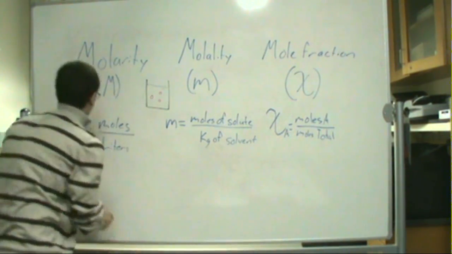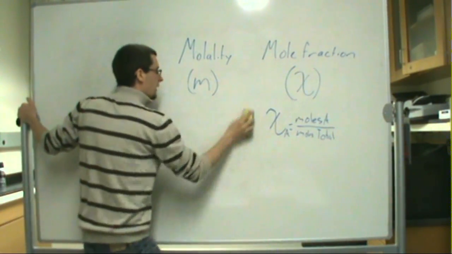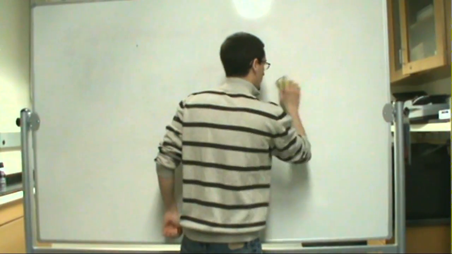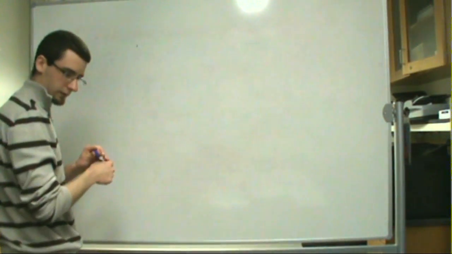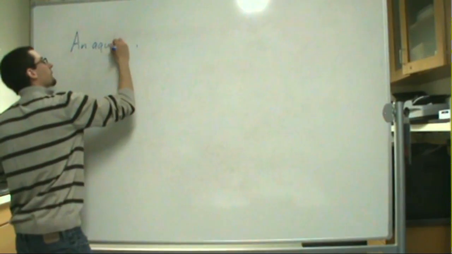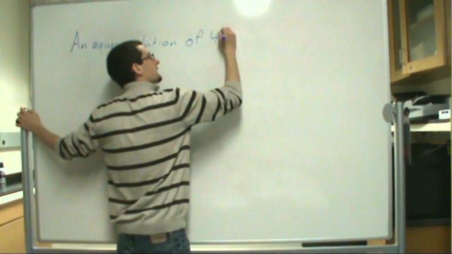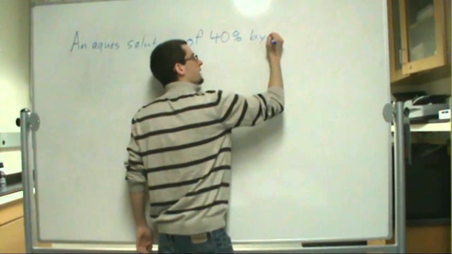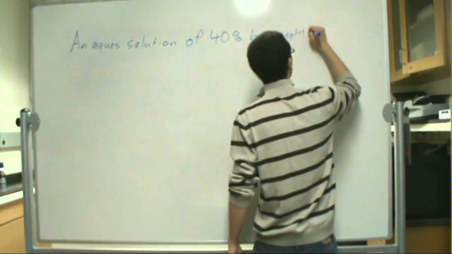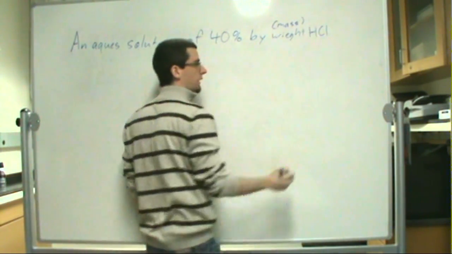So our example problem is going to be looking at HCl, so hydrochloric acid, which is a strong acid and readily dissociates in water. Let's try and determine the molarity, molality, and mole fraction of an aqueous solution. So we have an aqueous solution of 40% by weight HCl. This is often also sometimes called by mass. We'll talk about that in a second.